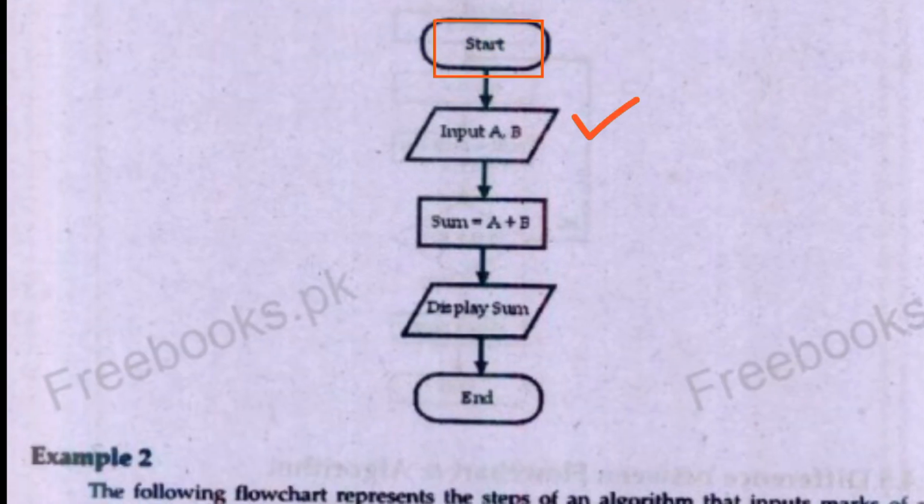First, start, and then input A and B from the user. After it, add them and display it. After it, terminate the program.